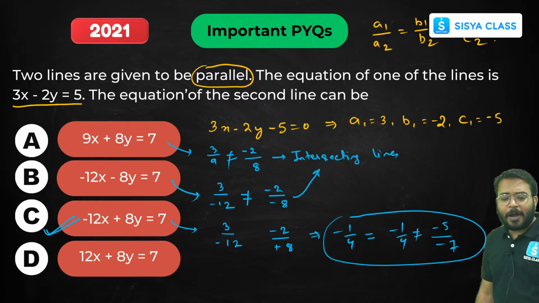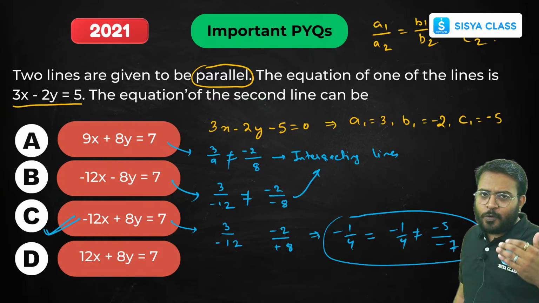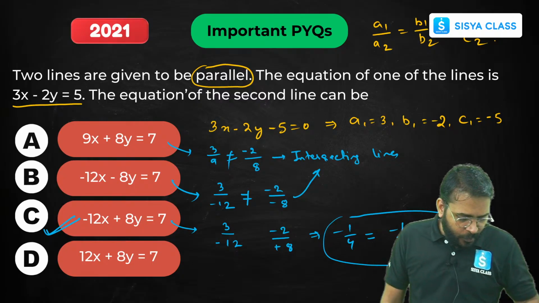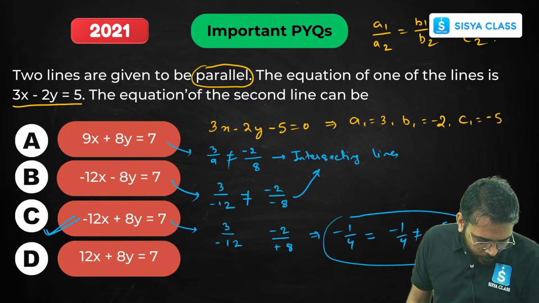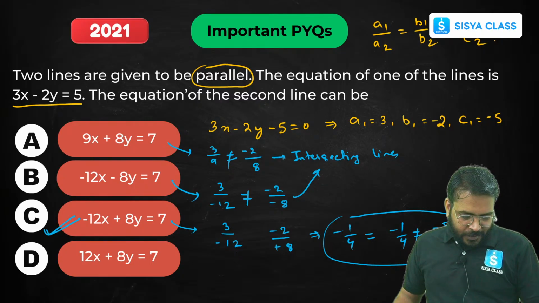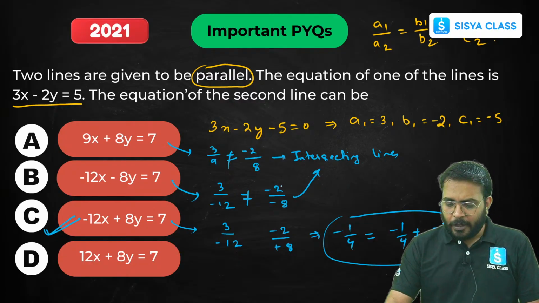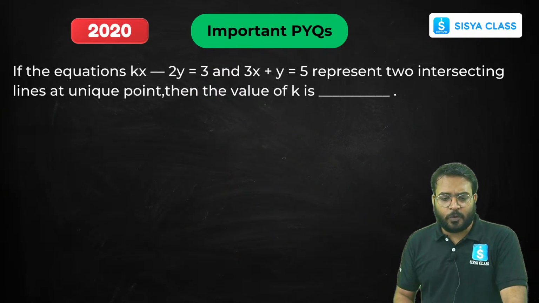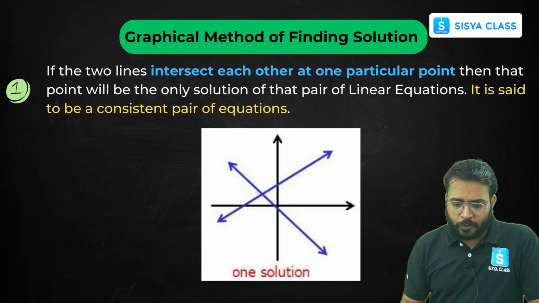Understood my point? You just have to compare A1 by A2, B1 by B2, and C1 by C2. Understood my point, beta? Now let us come to one more question that has been asked in 2020.